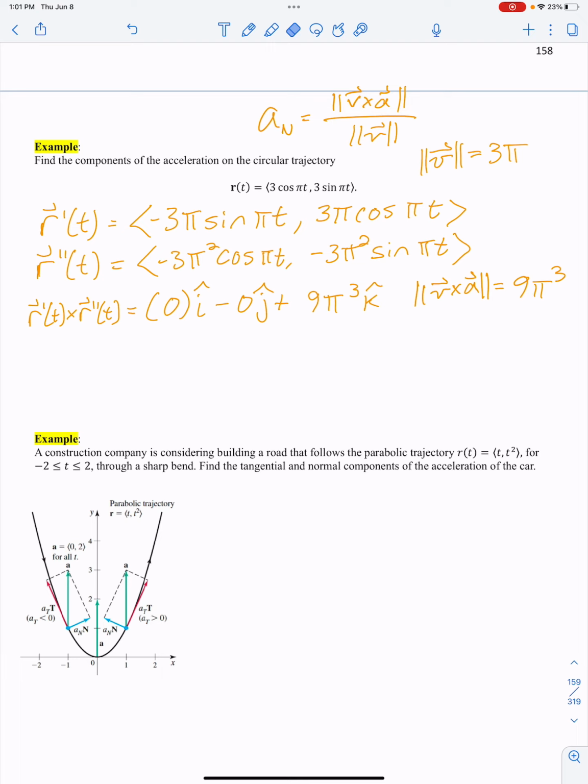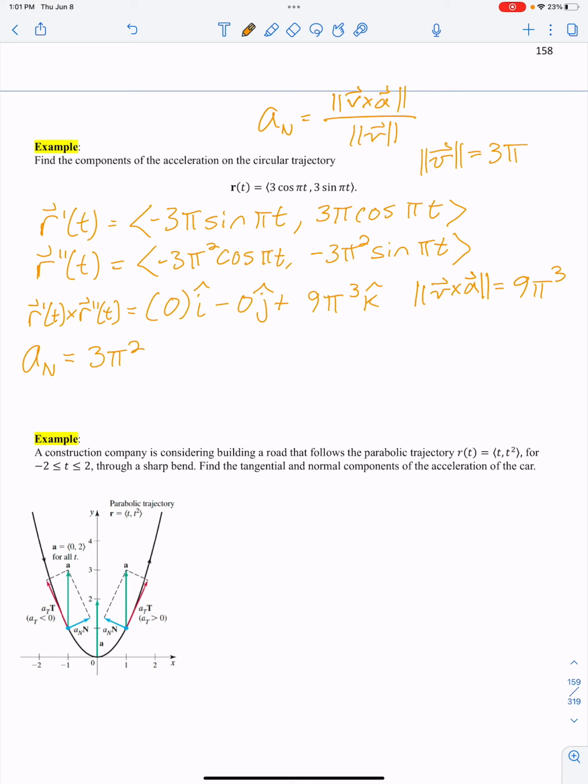Yeah, and you could check that out if you'd like. So if it's over 3 pi, then a sub n is equal to the magnitude of one divided by the other, so we get 3 pi squared. All right.